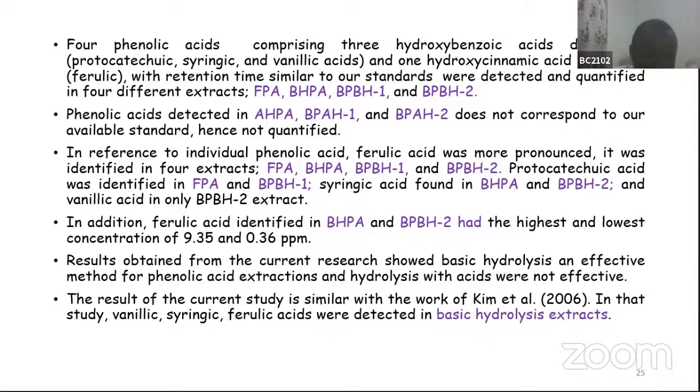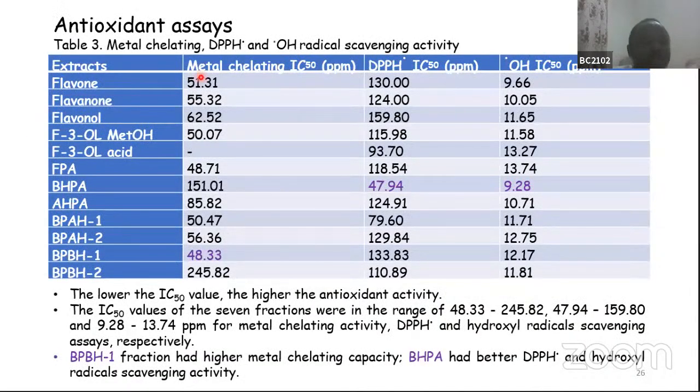For the antioxidant assay, the results for the metal chelating, DPPH and OH radical scavenging assays are presented as follows. The lower the IC50 value, the higher the antioxidant activity. Bound phenolic basic hydrolysis extract had high metal chelating activity with 448.33. The bound basic hydrolysis phenolic ester had high DPPH and hydroxyl radical scavenging activity.